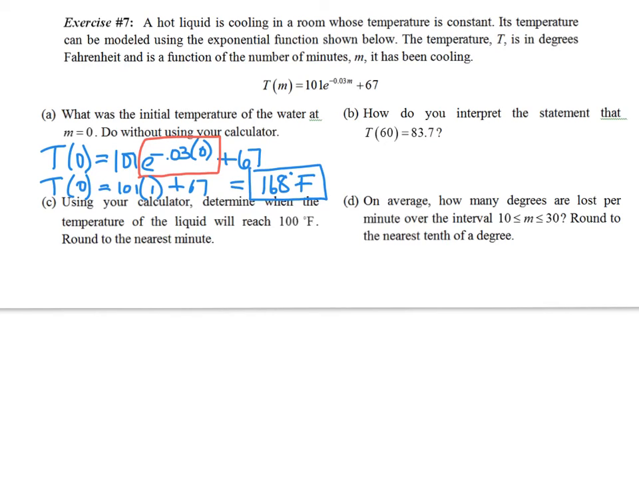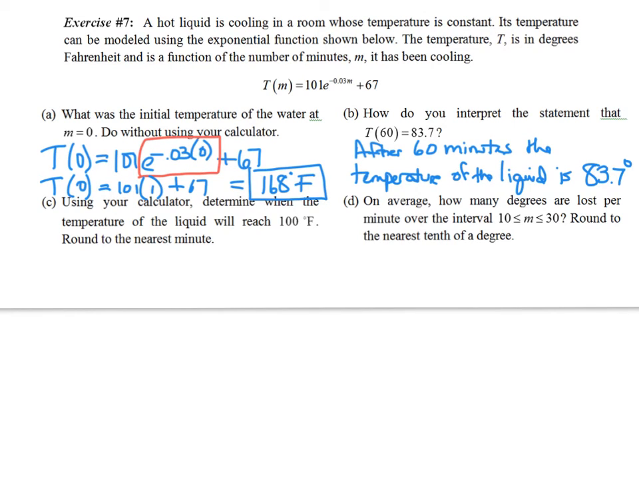For part B, what does it mean? How do you interpret the statement T of 60 equals 83.7? Take a minute to think about this. Pause the video, write down your explanation, and then come back and see if it matches mine.